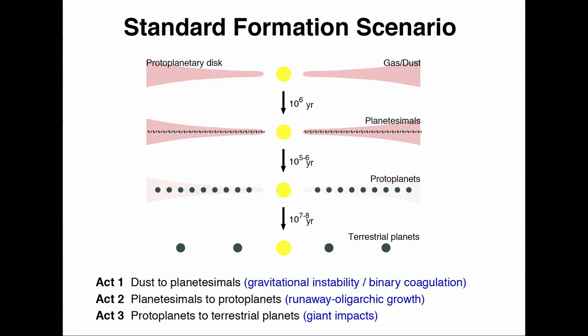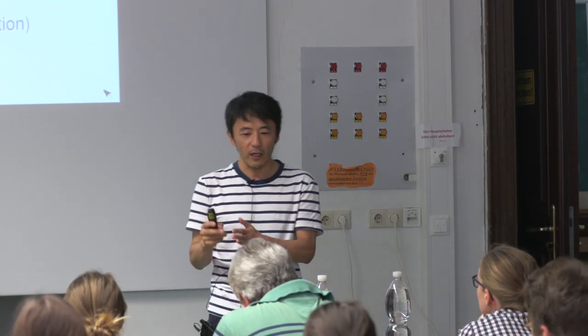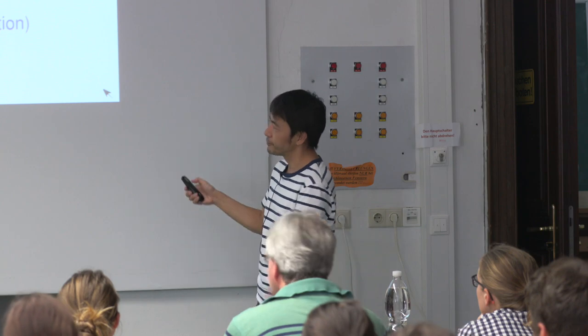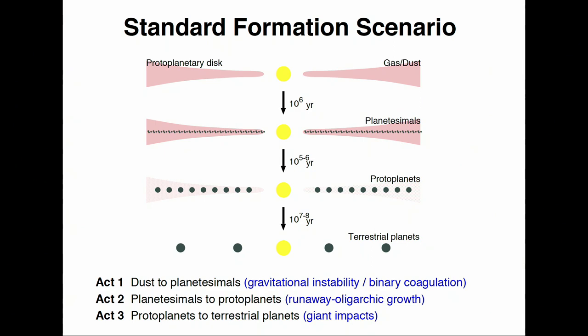Okay, so what is this standard formation scenario? This is a cartoon describing it. This is the edge-on view of the protoplanetary disk. The formation scenario consists of three stages, or three acts. The first is the formation of planetesimals from dust. The second is the formation of protoplanets from planetesimals. Protoplanets are also called embryos; embryos and protoplanets in my talk are the same. And the last stage is the formation of terrestrial planets from protoplanets, known as the giant impact stage. So we'll look through all stages.